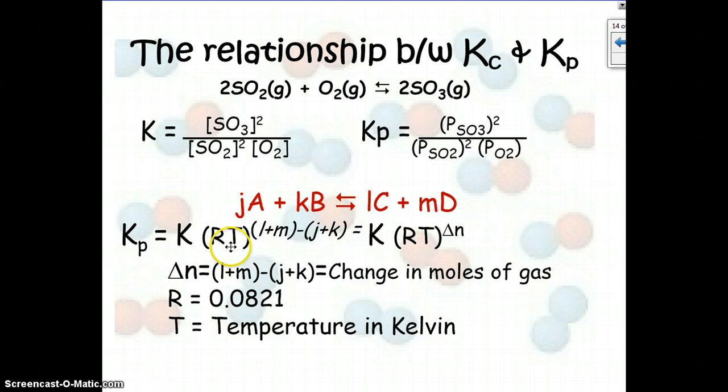Now, there is an equation that describes the relationship between Kp and Kc, and it is Kp equals Kc times RT to the delta N. Delta N is the number of moles of the products minus the number of moles of reactants. In this equation, we have 2 moles of products and 3 moles of reactant, so the delta N would be 2 minus 3, which is negative 1. R is 0.0821, and temperature is in Kelvin.